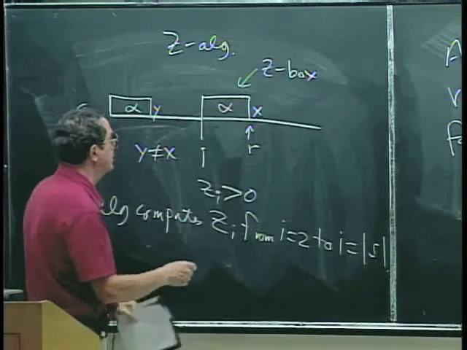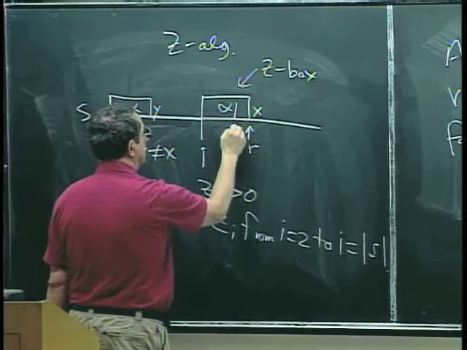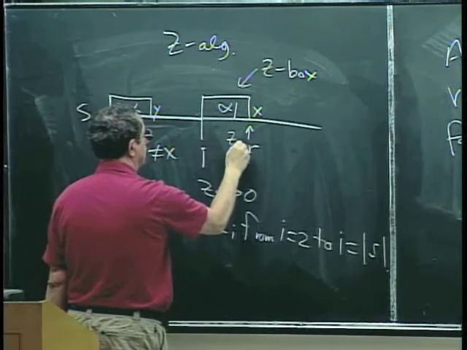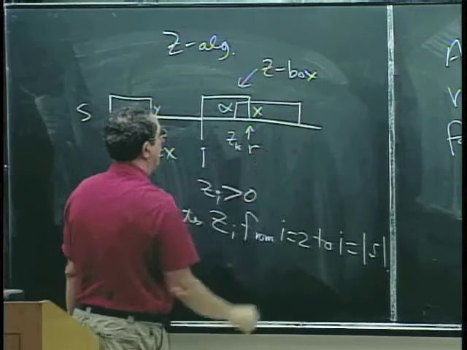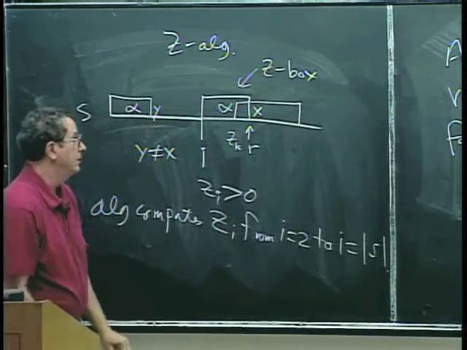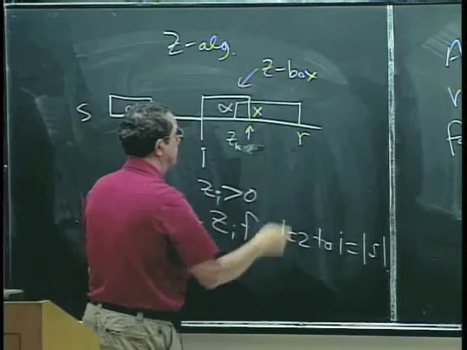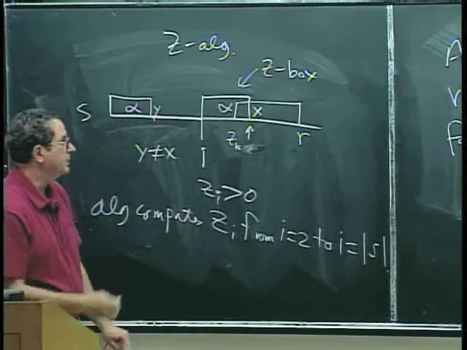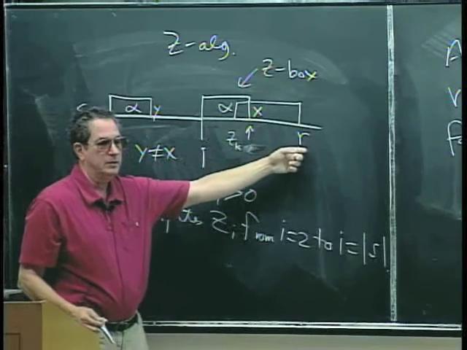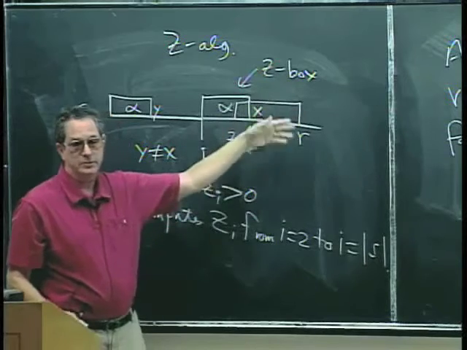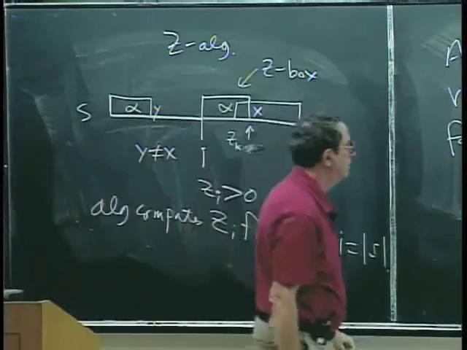Then the algorithm might proceed, and it may look at this position, and compute Zk, and see that that defines a Z box that goes out to there, in which case the programming variable R changes from this position to that position. Okay? So R is just the furthest position to the right that is included in any of the Z boxes that we find. And so you can incorporate that into your algorithm.